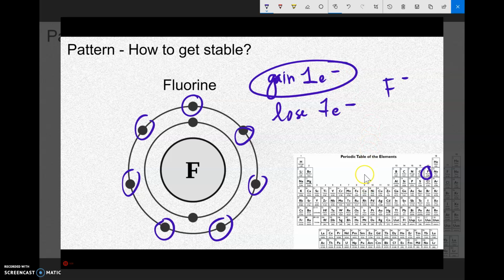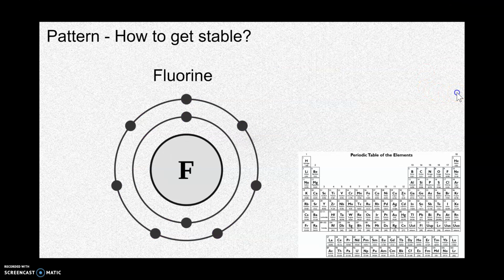So we're just looking at what's happening again to make these atoms more stable by gaining or losing electrons. And again, when we gain or lose electrons, we're changing the charge because no longer is it neutral. We don't have the same amount of protons as electrons. So we're changing that charge.